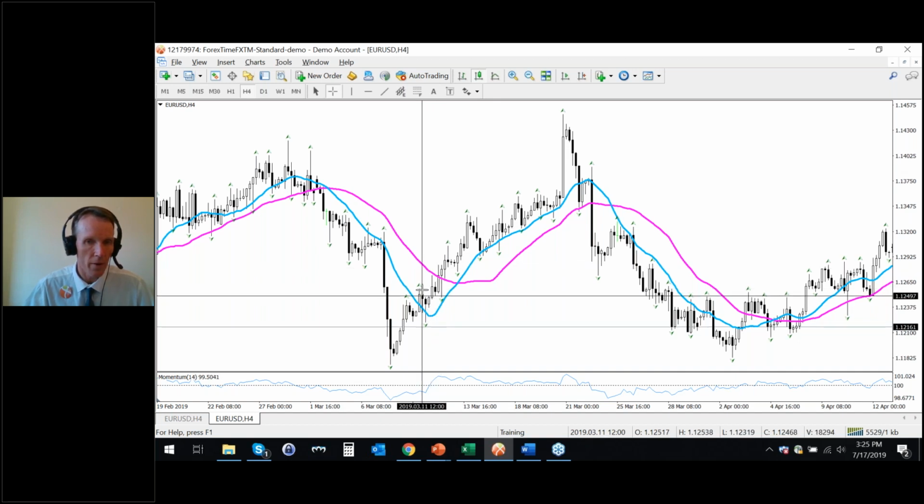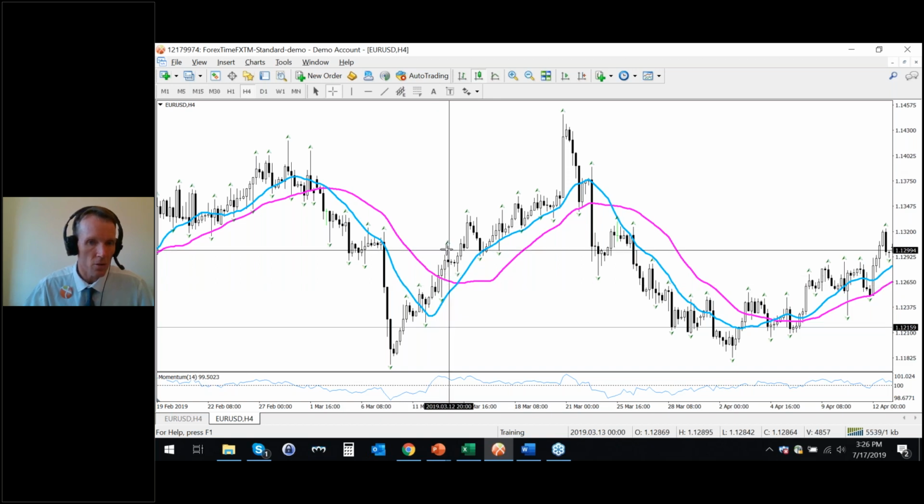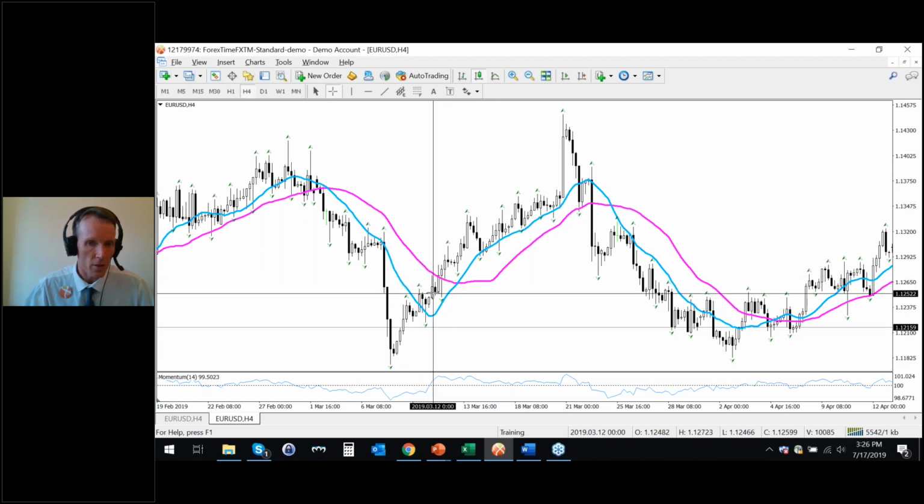All right, so there's 1, 2. We would have liked to enter into this one. This would give us a good probability that at least our first take profit would be reached. Doesn't happen, still too low. It's only starting here, so I don't like that.